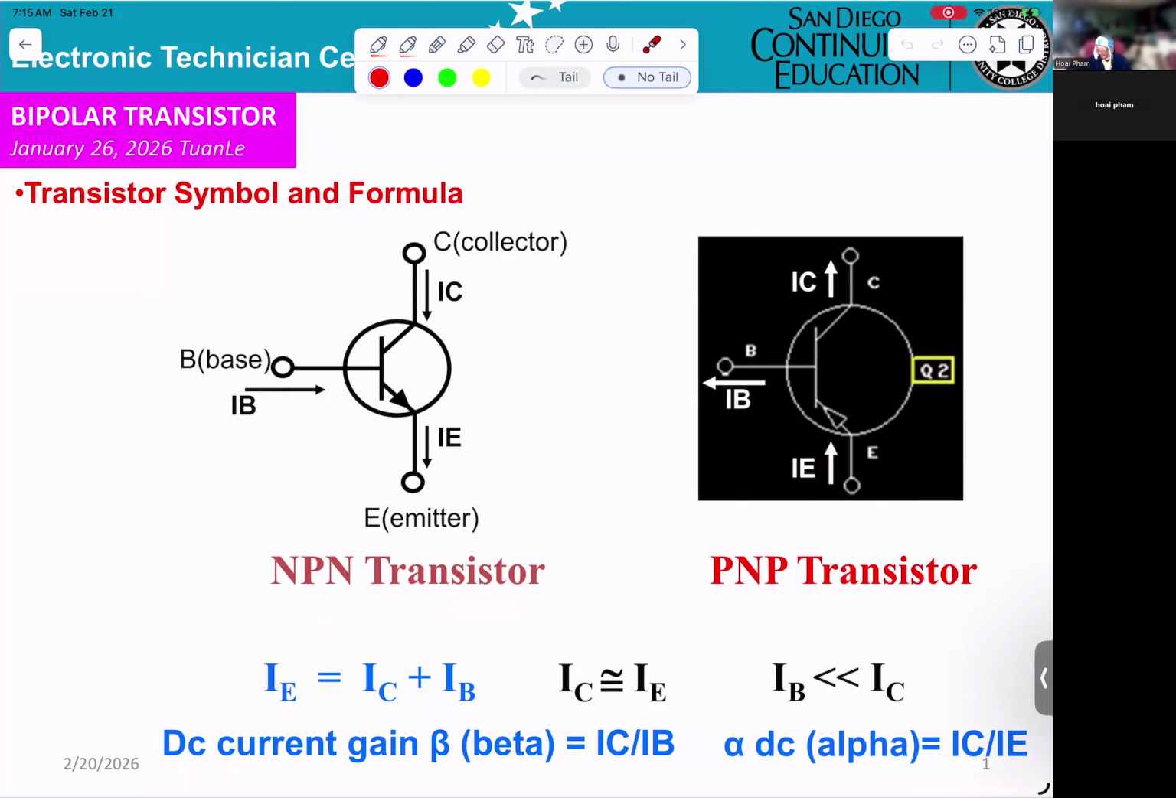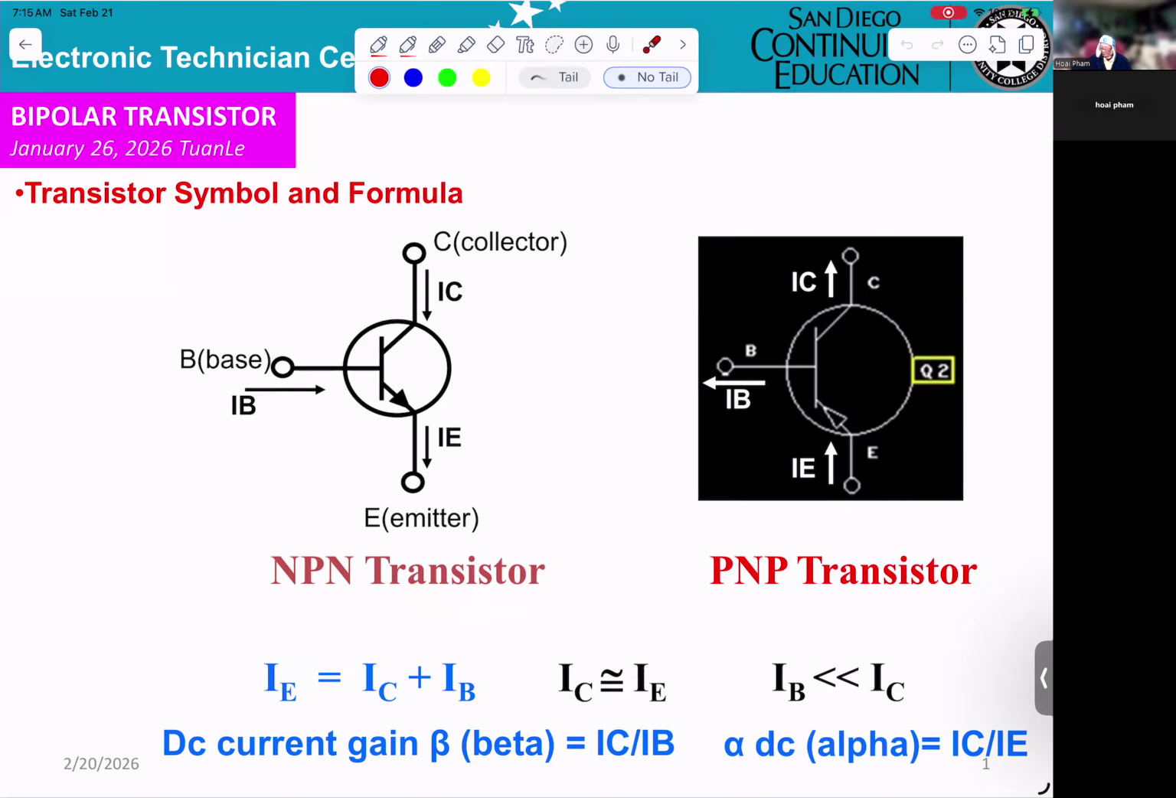This is the basic formula for either NPN or PNP: IE equals IC plus IB. In this case IB is very small, so IC is almost equal to IE.